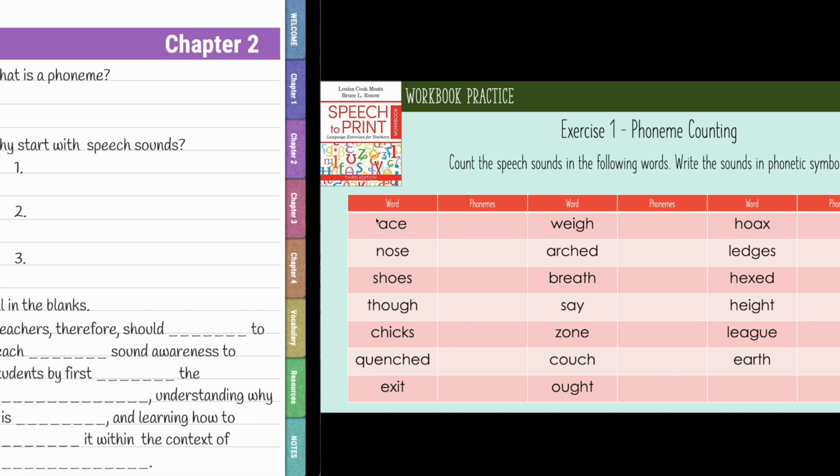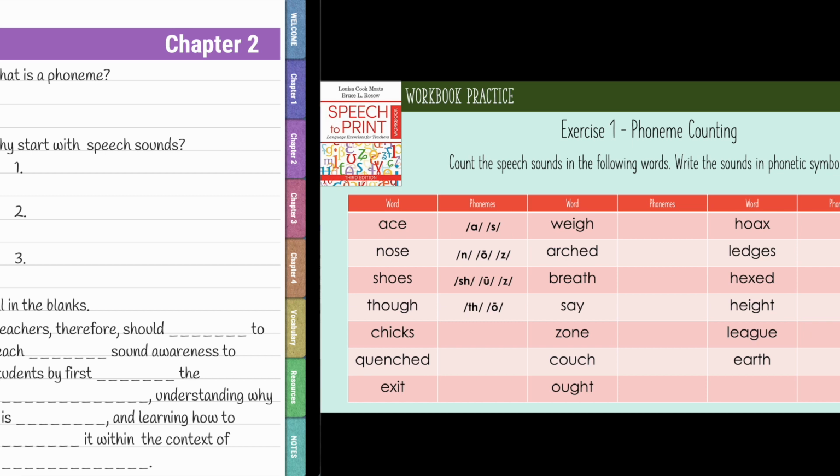So let's start with ace. A, s: that has two phonemes. Nose: n, o, z. Shoes should have three: sh, oo, z. Try the next one. How many phonemes does though have? Did you say two? Nice job. Th, o.